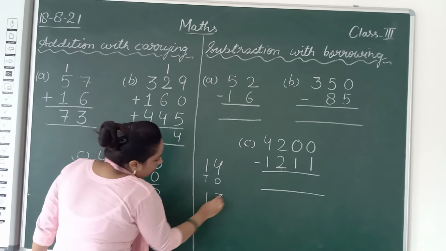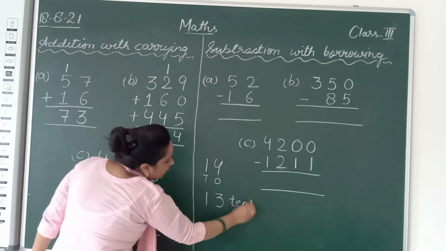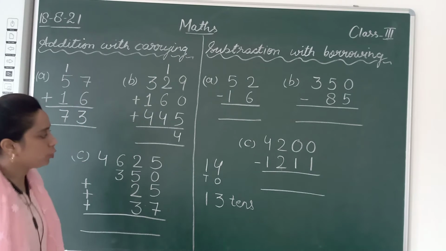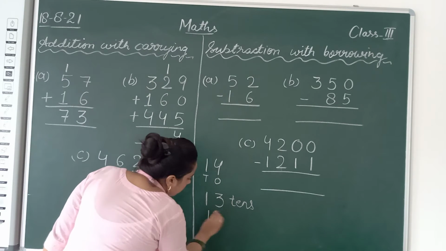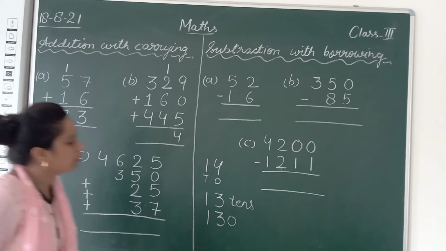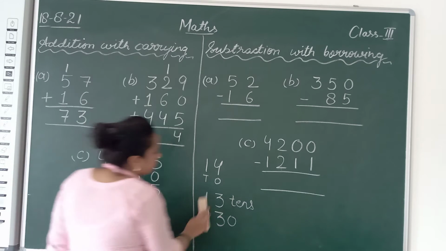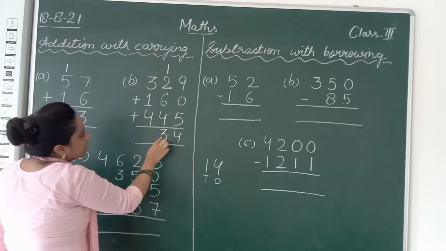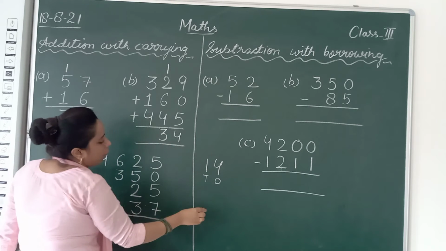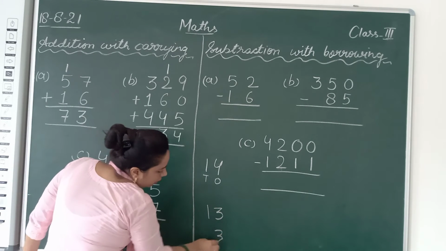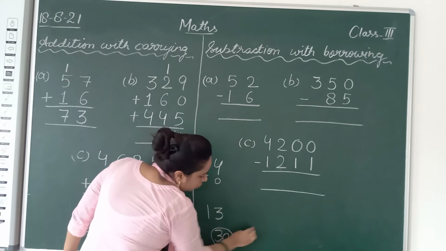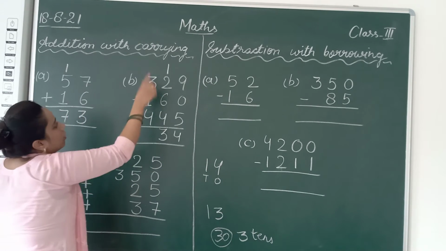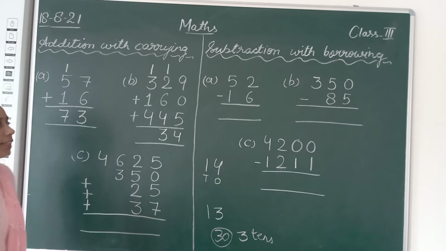Now this is 13 tens because this is at the tens column. We have added the tens column. So 13 tens means what? 13 tens means 130. So 3 we will write here because 3 tens. For making 30, you need to write 3 tens. So 3 we have written here, and 1 will go as carry.